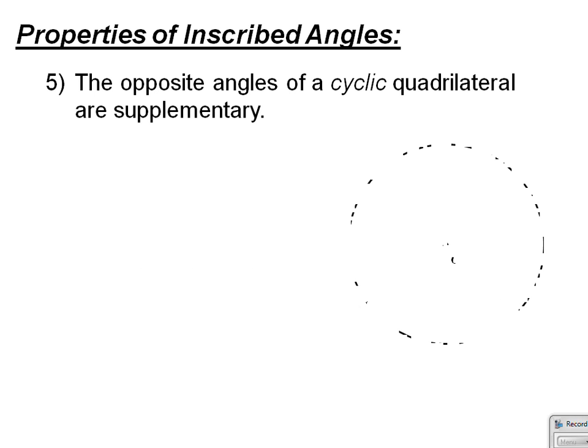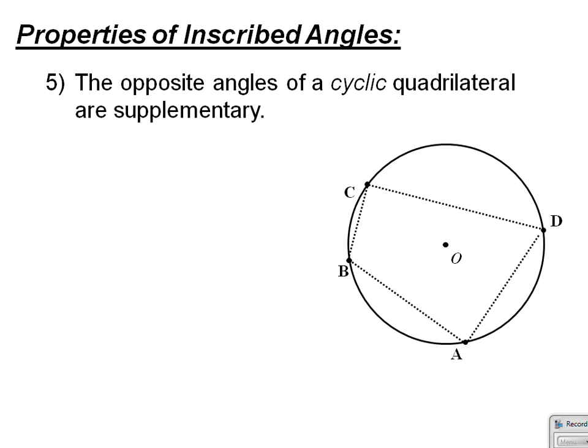And finally, one further property of inscribed angles, the opposite angles of a cyclic quadrilateral are supplementary. Now, cyclic quadrilateral is not something that we've discussed before. We know what a quadrilateral is, a polygon with four sides, but a cyclic quadrilateral is a special quadrilateral where all four vertices of that polygon are on the sides of the circle. So for example here, quadrilateral ABCD is a cyclic quadrilateral because all four vertices, A, B, C, and D, are on the circle. So in a cyclic quadrilateral, the opposite angles are supplementary.